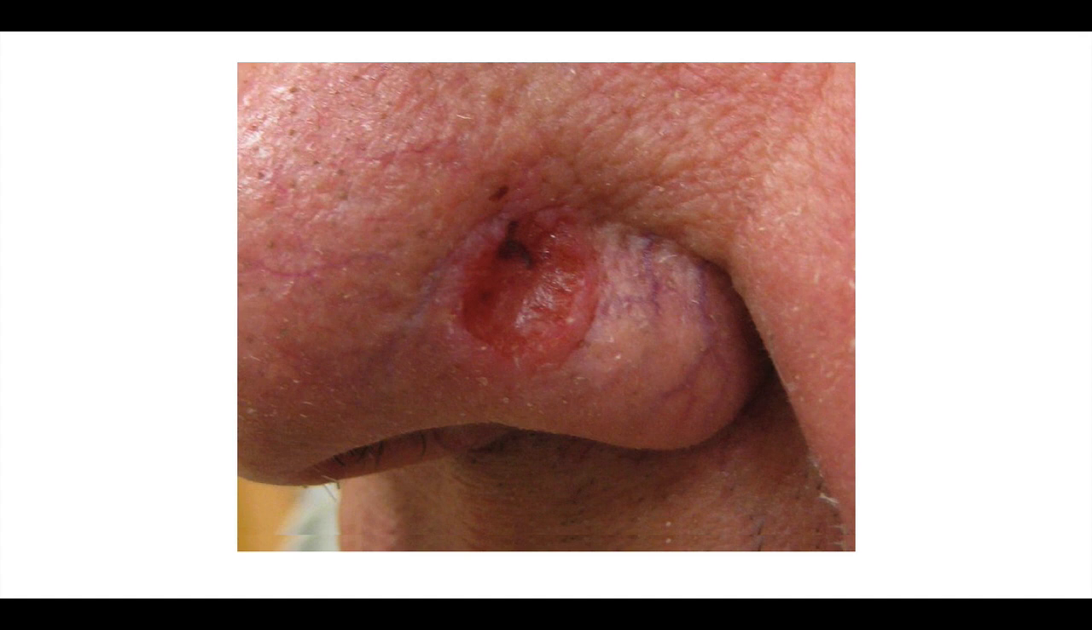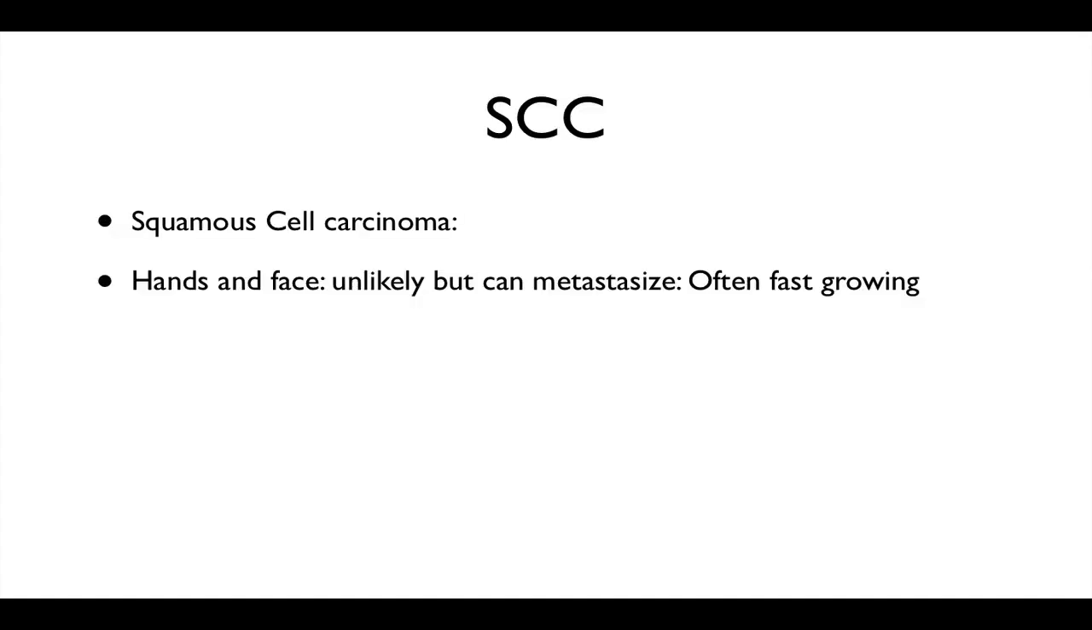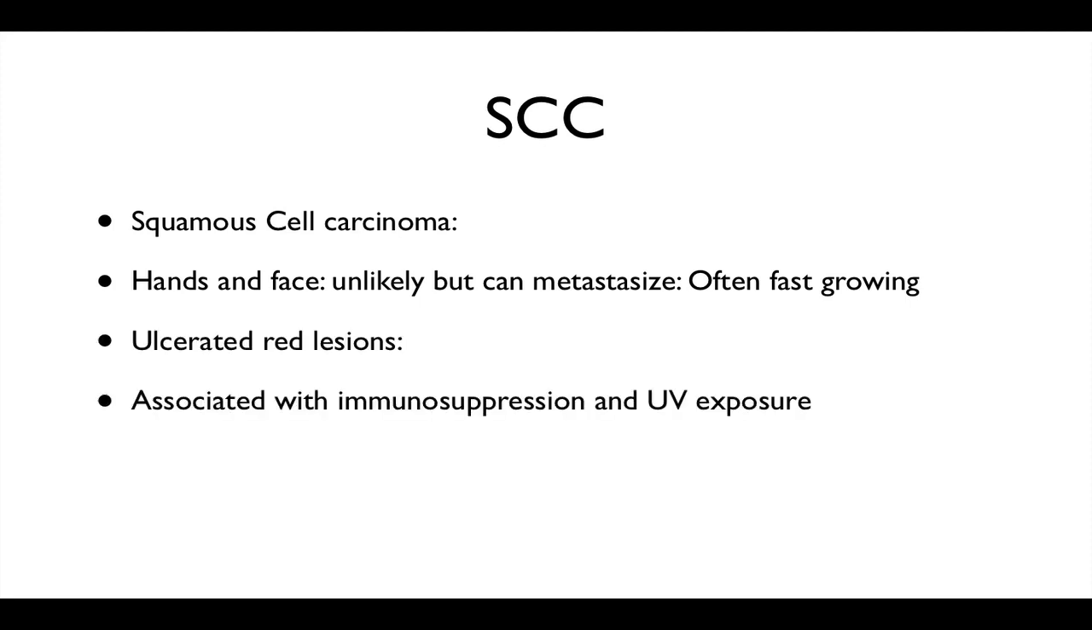So this is what a basal cell carcinoma or rodent ulcer looks like. You can see the pearly edge, and then you can see a bit of telangiectasia, so new blood vessel recruitment on the top of it. This is hopefully someone's nostril. And then squamous cell carcinoma, hands and faces as well. They're unlikely to metastasize, but they can metastasize, and they often are fast growing. They're ulcerated red lesions, and they're associated with immunosuppression and UV exposure.